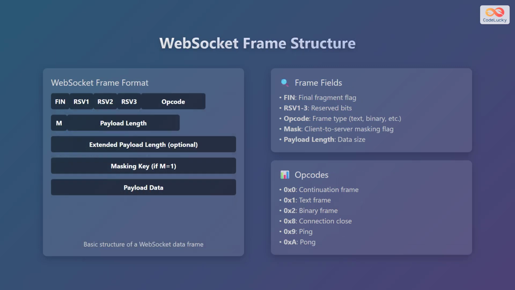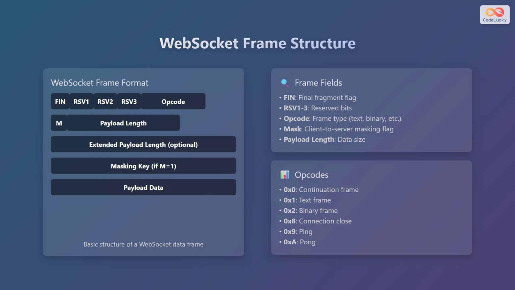Now we will discuss the WebSocket frame structure. The diagram shows the basic structure of a WebSocket data frame. The frame starts with a final fragment flag, followed by 3 reserved bits, and then the opcode. Next is the mask bit followed by the payload length. After that is the extended payload length, which is optional.